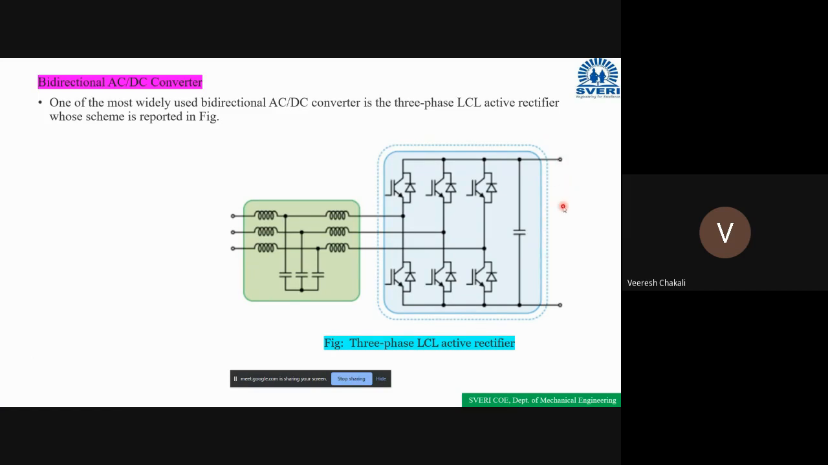Clear? So if you want to convert the DC to AC, this DC is converted to AC using this converter. So this rectifier now acts as an inverter. When the power flows in this direction, this rectifier acts as an inverter, the DC is converted to AC, and this AC is given to the grid. This is the bidirectional AC to DC converter, or DC to AC converter.